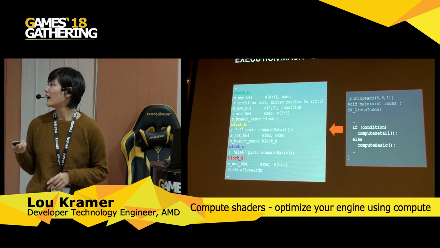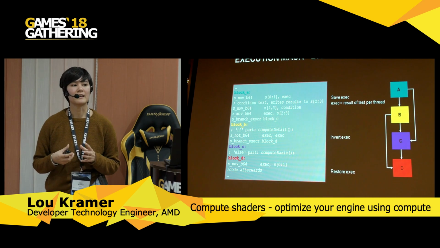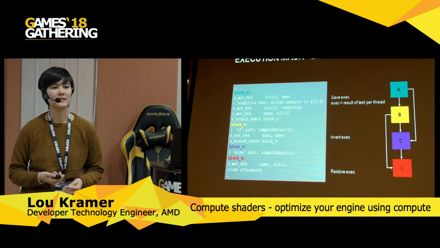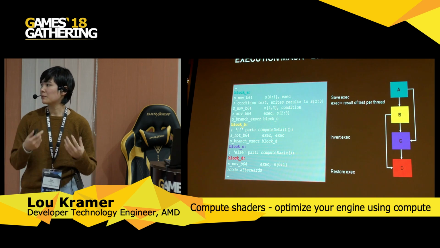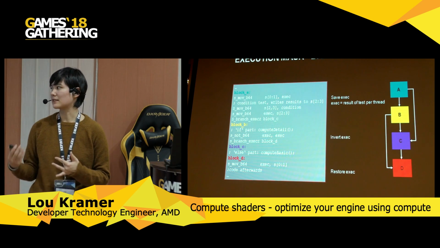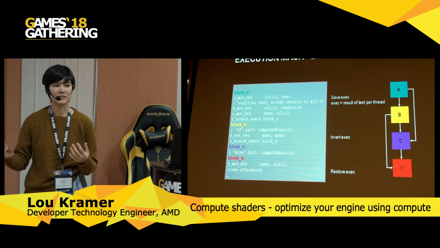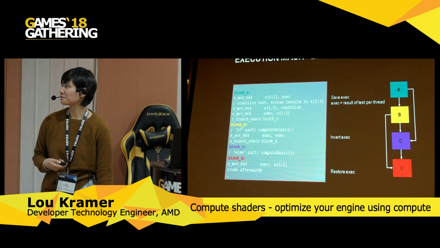So just from a conceptual point, we have block A. In block A, we evaluate the condition and determine which threads need to go into the B block. B block is the if clause, and which threads need to go into the C block, which is the else clause. And then D is like clean up and then just do whatever comes after the branch.